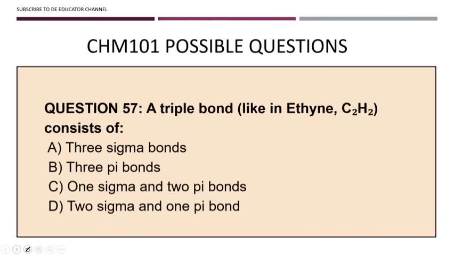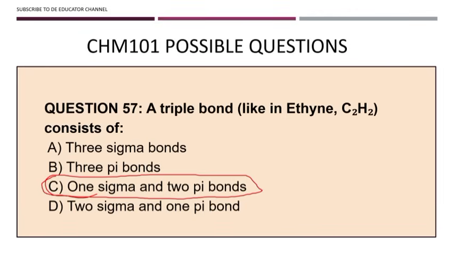Okay. A triple bond consists of, good, this is where I was coming to, one sigma bond and two pi bonds. Please take note. If they say a triple bond consists of what? One sigma bond and two pi bonds. There is nothing like three sigma.